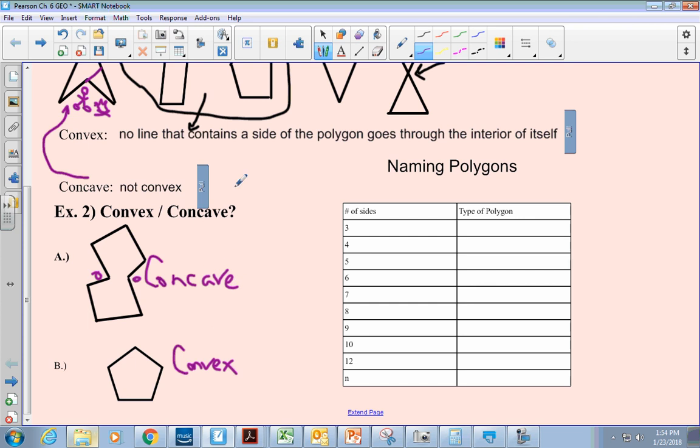All right, so now we're going to be naming our polygons. You guys have this diagram on your paper. I'll make sure that I write big enough so that you guys can see it from your seat. So a three-sided polygon is called a triangle. A four-sided polygon has a more generic version of square. It's a quadrilateral.